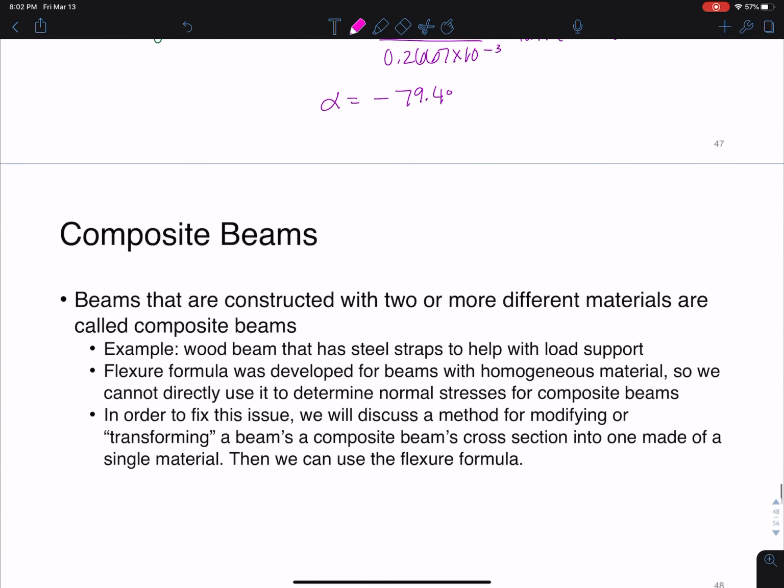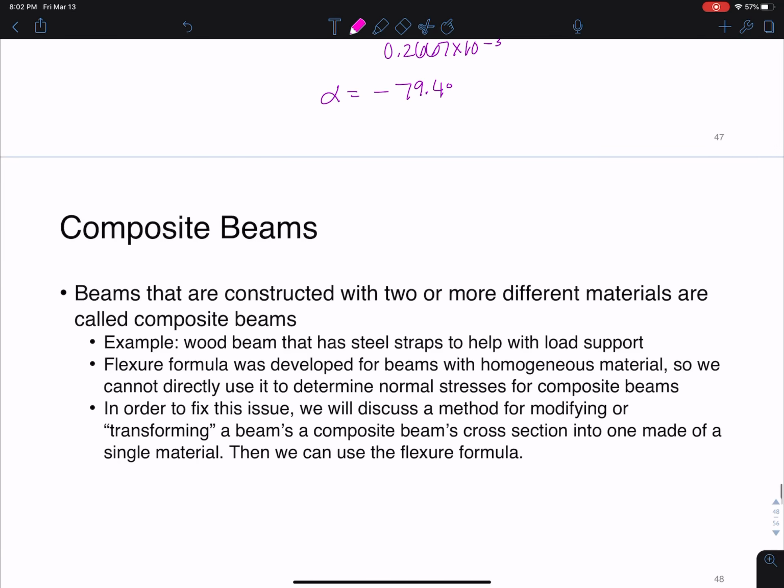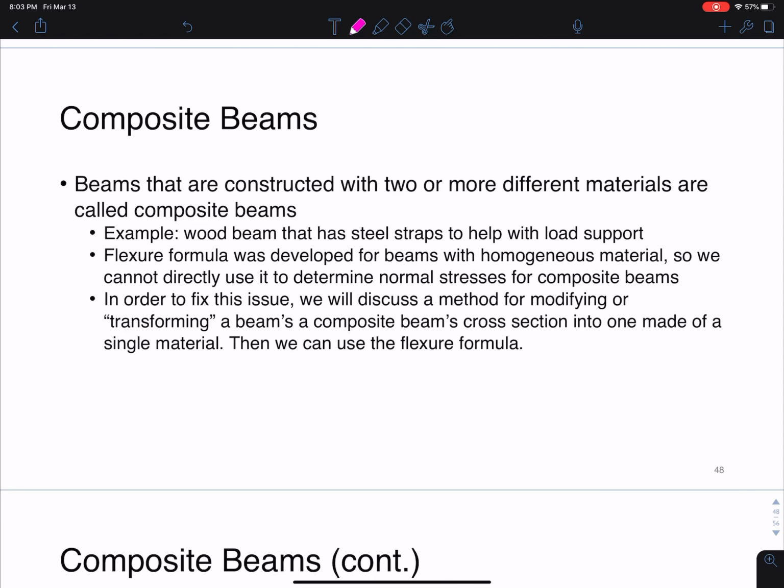So let's move on to composite beams. So basically composite beams are beams that are constructed from 2 or more different types of materials. And some examples of that, we have wood beams that have steel straps to help with load support. And if we remember the flexure formula, it's developed for material that is homogeneous. So we can't exactly directly use it, but we'd have to modify it if we want to determine normal stresses for composite beams. And there is a way to do that, okay?